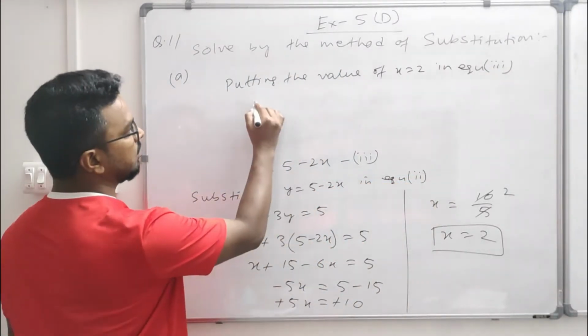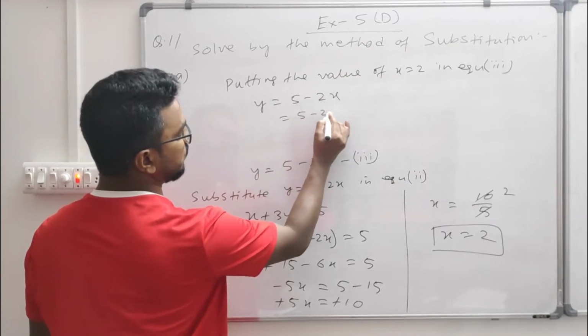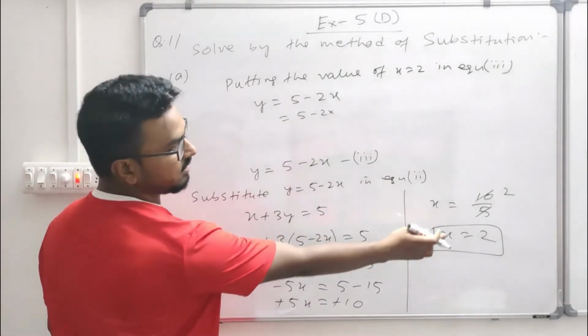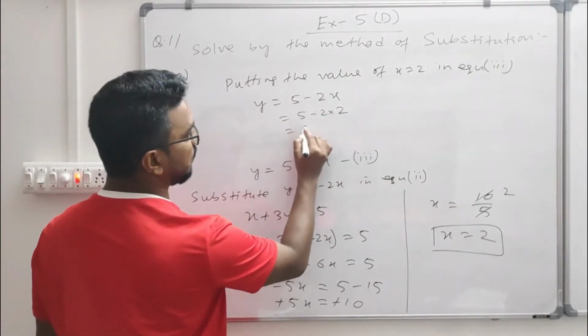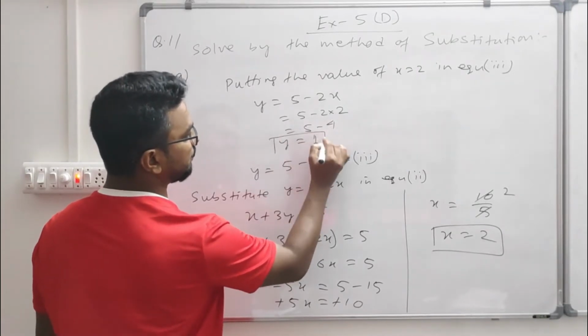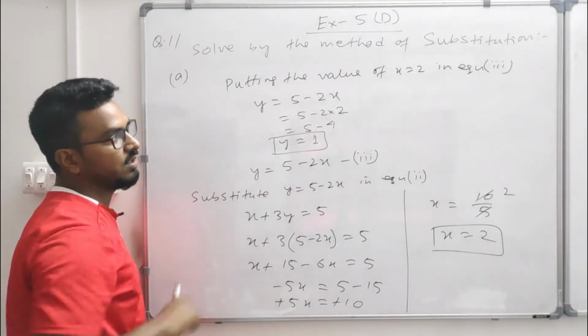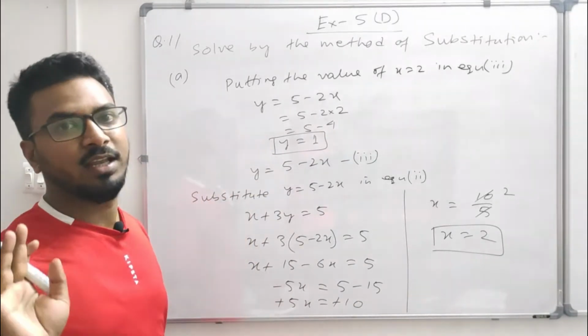What is the equation 3? So y equals to 5 minus 2x. So 5 minus 2 into, what is the value of x? X is 2. So you just replace it. So 5 minus 4. The answer will be 1. So the value of x is 2 and the value of y is 1. So in this way we can find the value of x and y.